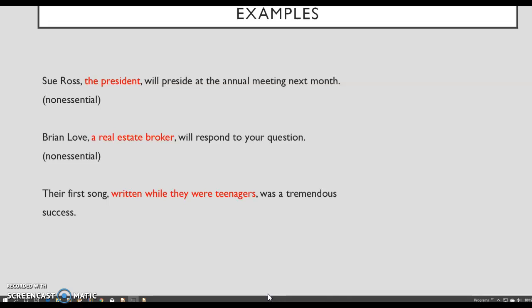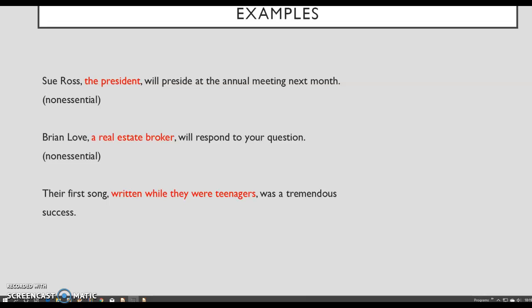Sue Ross, the president, will preside at the annual meeting next month. The president adds additional identification to the subject, which is Sue Ross. Brian Love, a real estate broker, will respond to your question. If you look at the words Brian Love will respond to your question, that is all the essential information you need. A real estate broker is additional information.